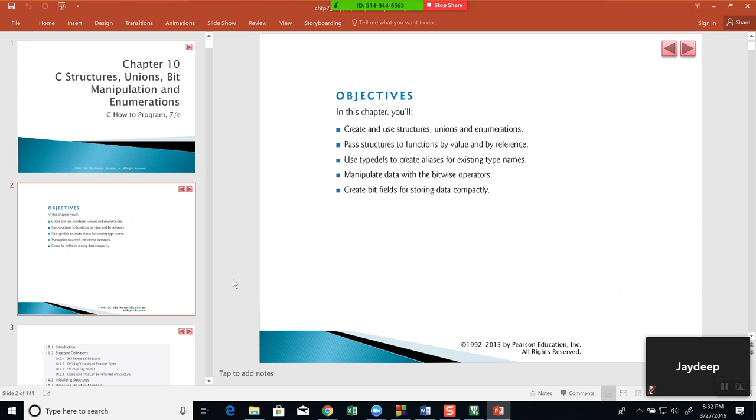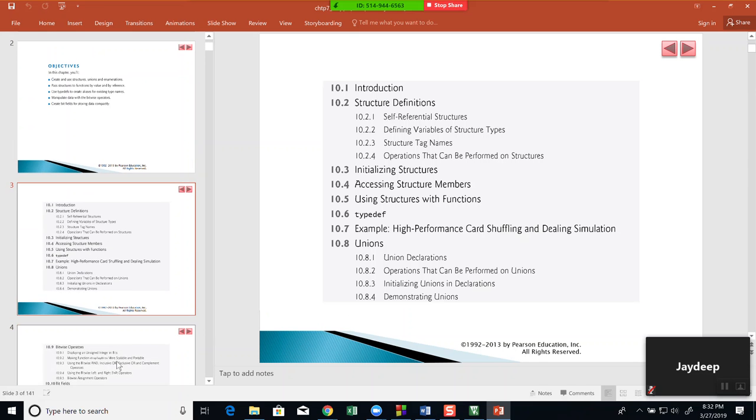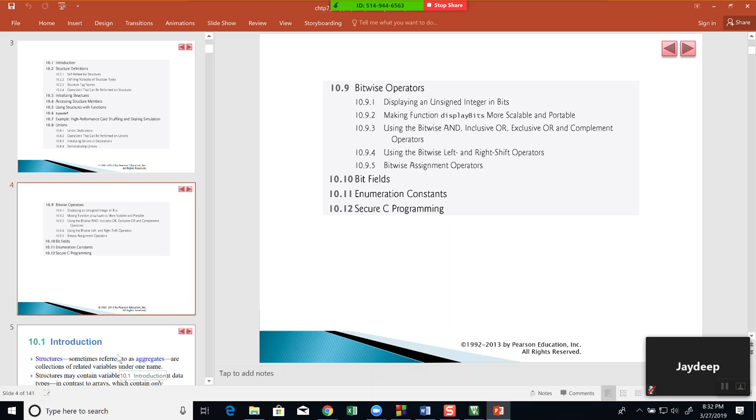Objectives: create and use structures, unions, and enumerations. Pass structures to functions by value and by reference. Use typedefs to create aliases for existing type names. Manipulate data with bitwise operators. Create bit fields for storing data compactly. There's an overview of the sections.